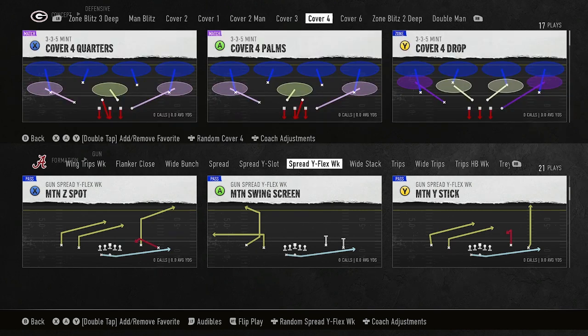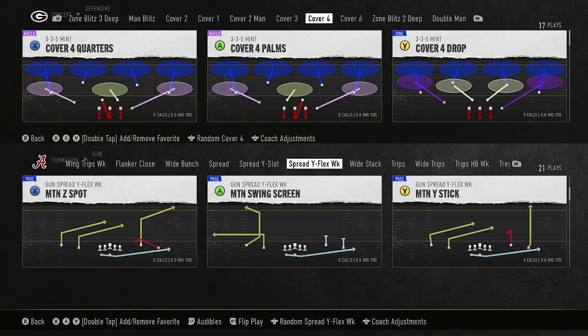Now if I go to cover 4, what you're going to see is the difference between these 3. The quarters and the palms, see how they have the lighter colors of the purple? Those are matching quarter flats. The cover 4 drop has the curl flats. Those are not going to match.